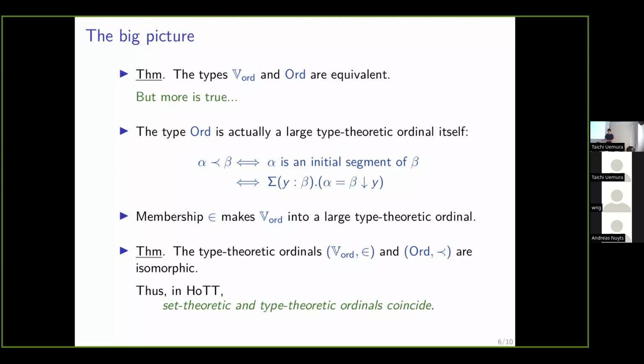And then the maps that I sketched on the previous slide are actually isomorphisms of type theoretic ordinals. So this thing kind of transfers to this statement here that when you look at the set theoretic ordinals with the set membership relation and the type theoretic ordinals with this initial segment relation, then these two structures are isomorphic. So you might put that in a little slogan and say that set theoretic and type theoretic ordinals, they coincide.